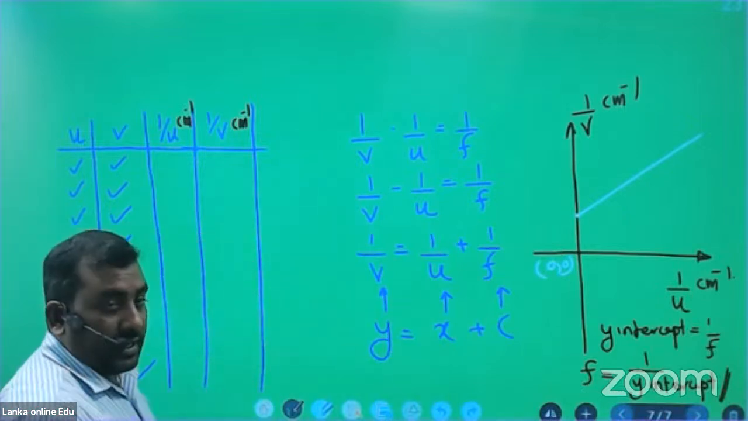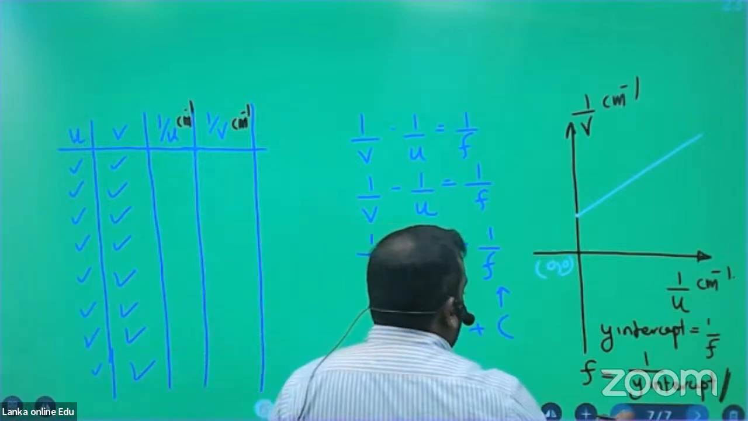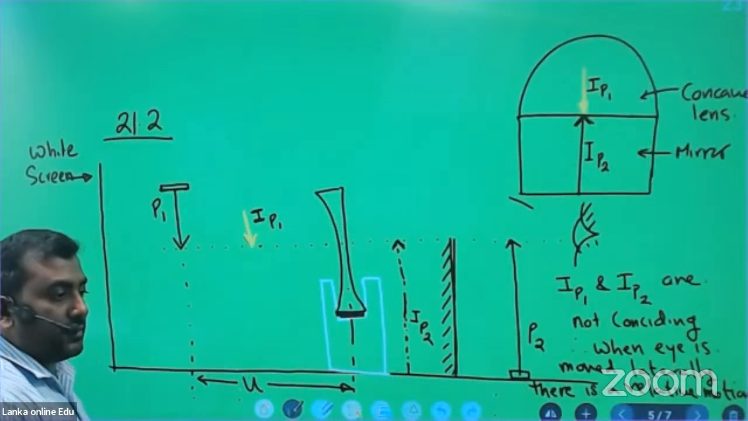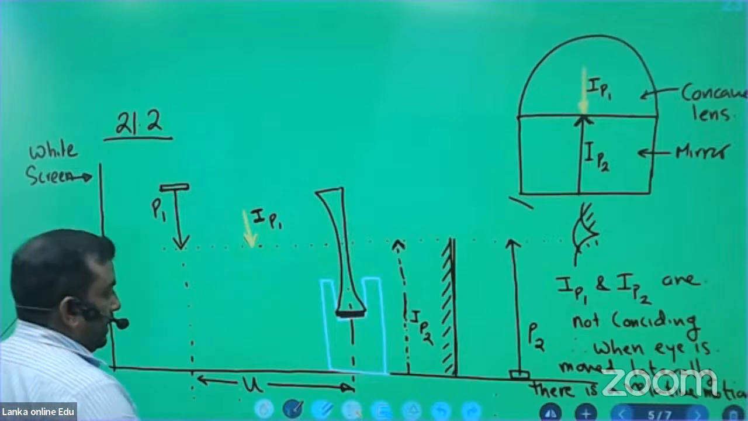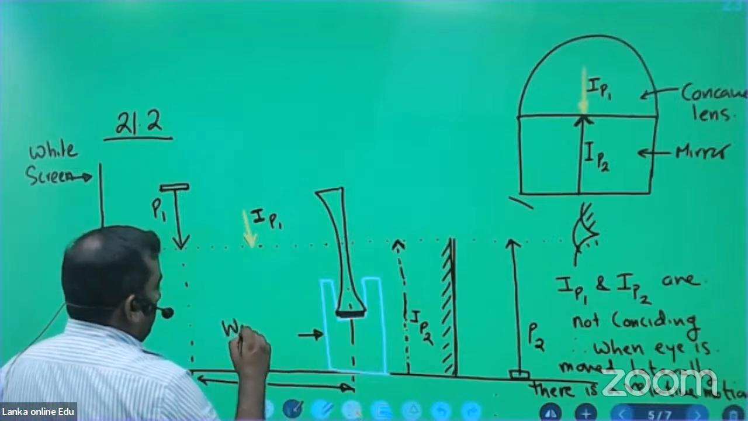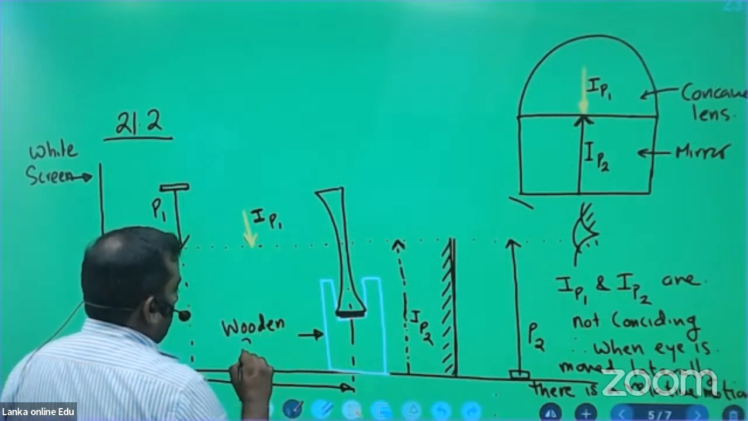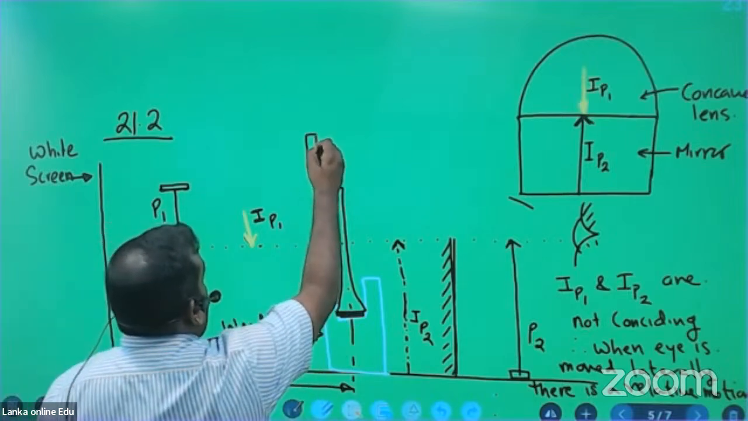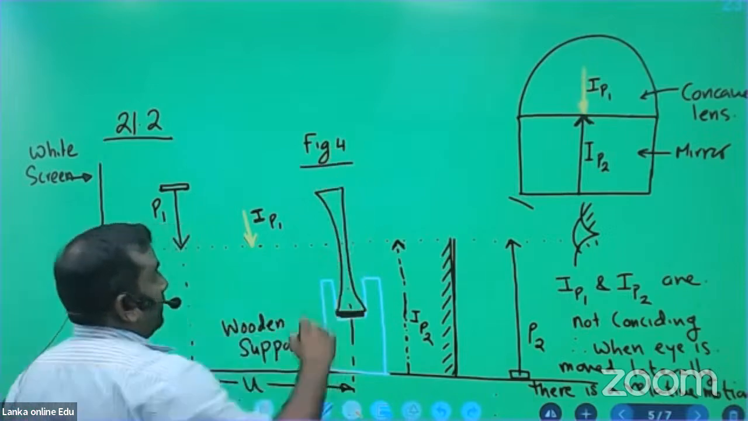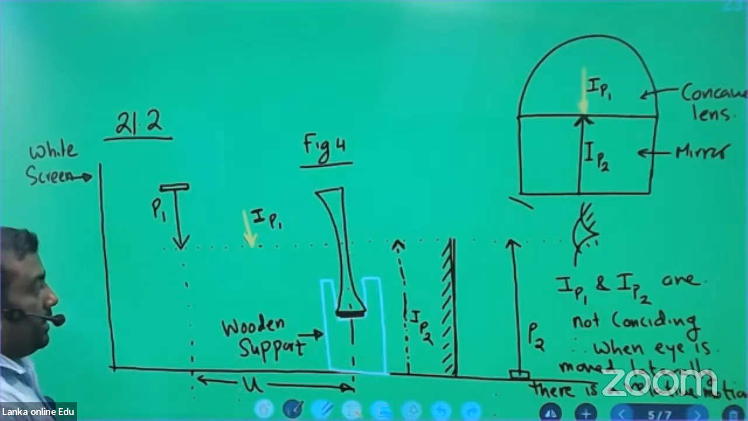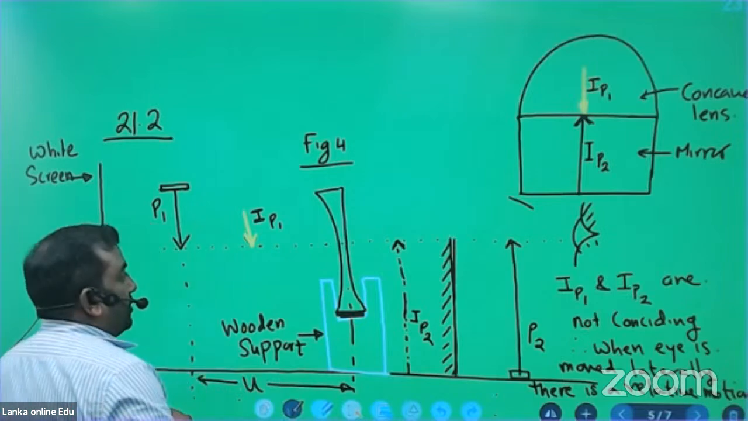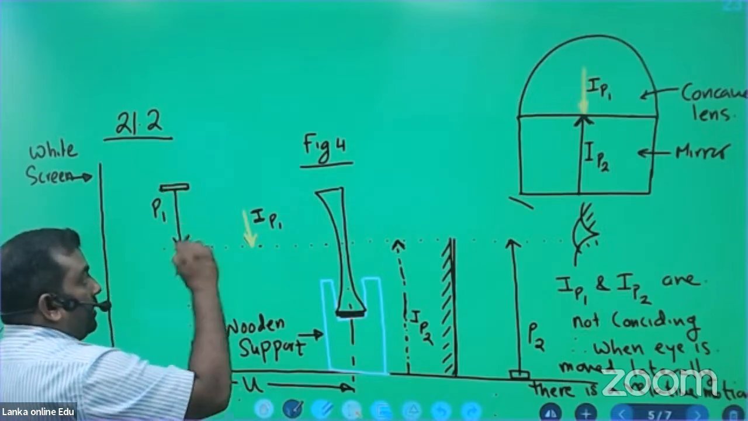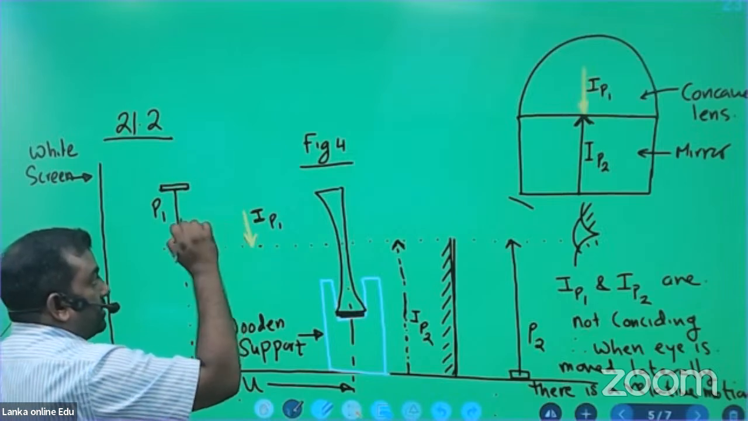Again, I'll explain the practical from the beginning. Now, what are we using this for? We are using this to find the concave lens focal length. These are wooden supports. I'll name this figure 4. Place the concave lens on the wooden support. Hang the object pin. A virtual upright diminished image is formed.